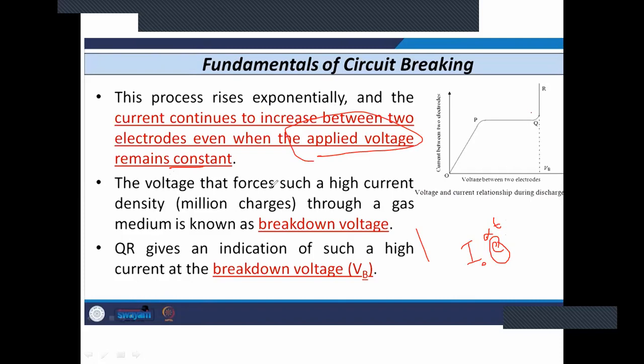The voltage that forces such a high current density, millions of charges, through a gas medium is actually called the breakdown voltage. At this voltage, the complete breakdown of the gas insulator occurs. QR gives the indication of such a high current at this breakdown voltage. The QR curve is the avalanche region, and a flood of electrons flows at this voltage, VB.